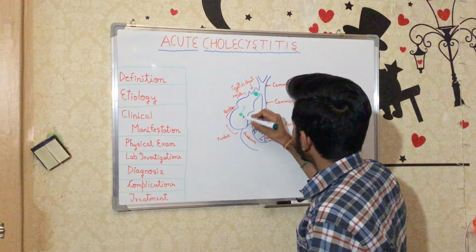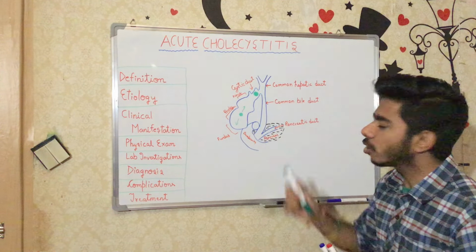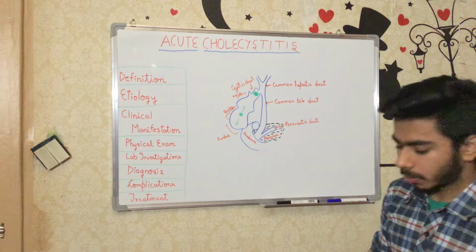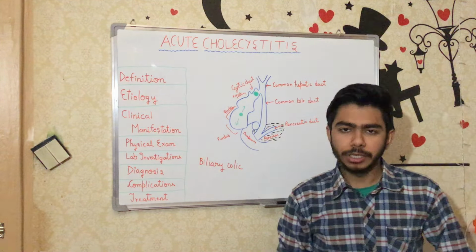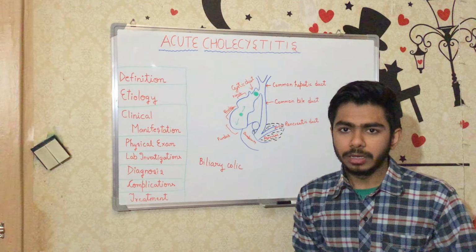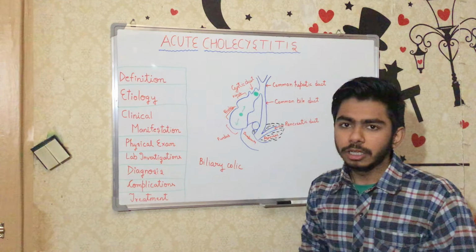So if the stone is present over here and it is moving here and there in the gallbladder, this condition is called biliary colic. In these types of situations, the patient feels pain very often. For example, if he doesn't eat anything, he won't feel the pain. However, if he eats something, the cholecystokinin will be released into his body, and under its influence the gallbladder will contract. And if the gallbladder contracts, this stone can obstruct over here. So as this stone obstructs the cystic duct, he will start feeling pain.